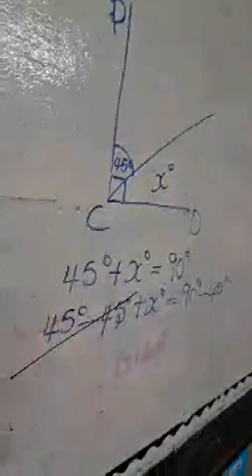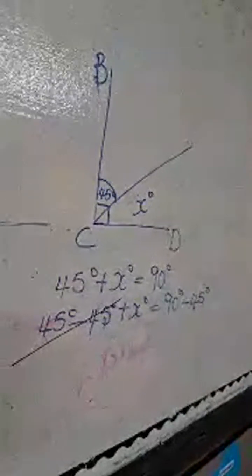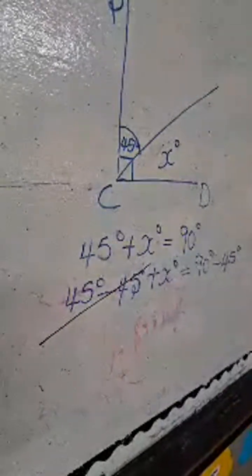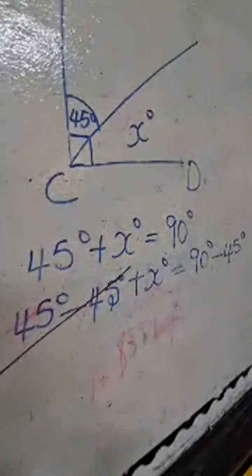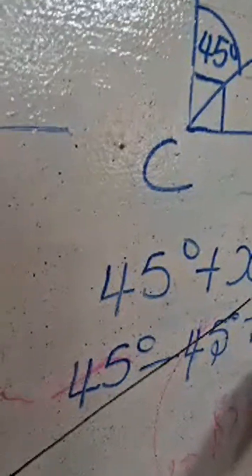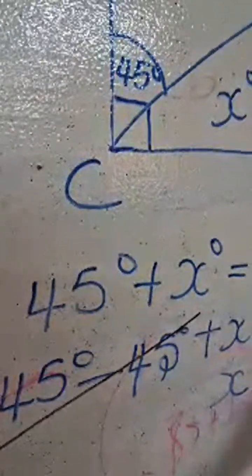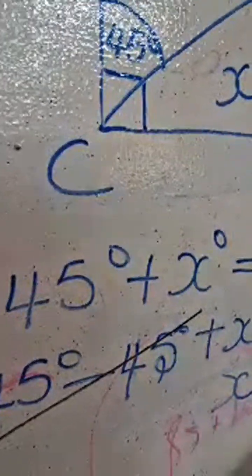Thank you. So what we basically have right here now is 45 cancel 45. Are you seeing that? Yes. So we end up with X right here. And of course, now you know that 90 minus 45, we can do the long working so we can understand what we're doing.